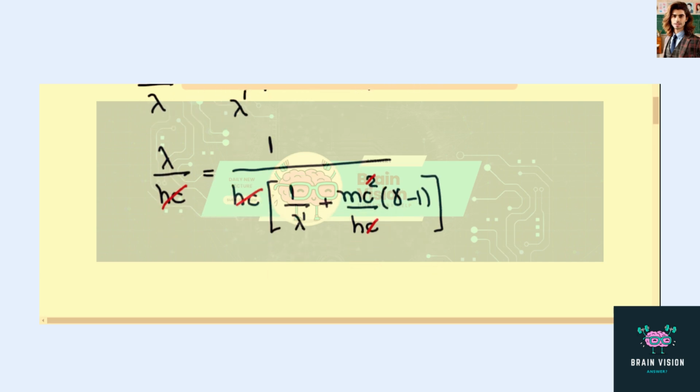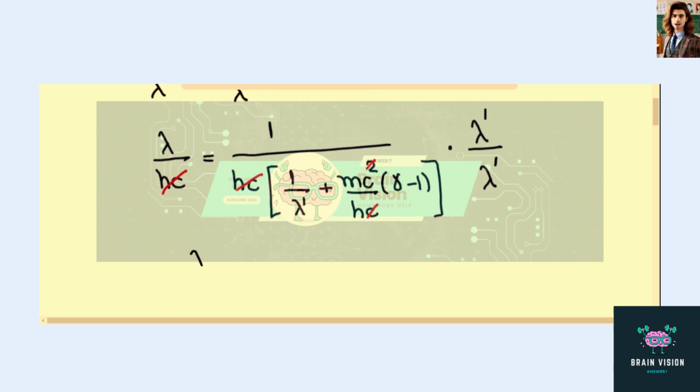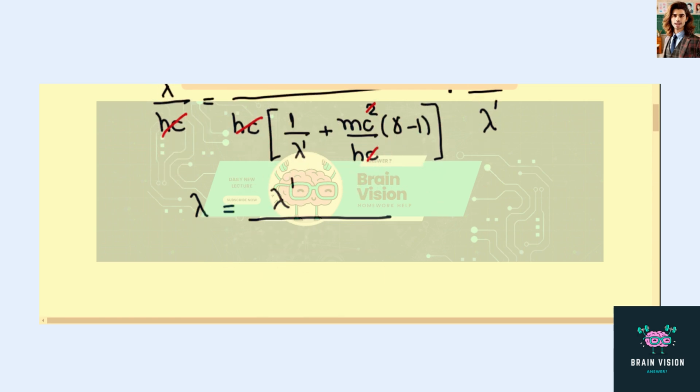I'm going to multiply everything by lambda prime and divide by lambda prime, such that we obtain that lambda is equal to lambda prime divided by 1 plus mc over h times gamma minus 1. So this is our expression.